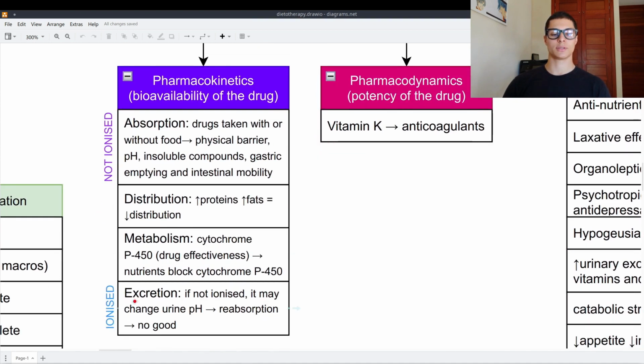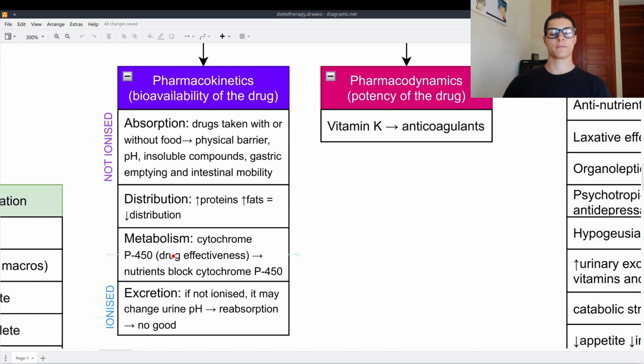Absorption, distribution, metabolism, excretion. In absorption, the drugs are taken with or without food. There is a physical barrier, pH, insoluble compounds, gastric emptying, and intestinal motility. They are all factors that affect the absorption. The distribution: higher proteins and higher fats will lower the distribution.